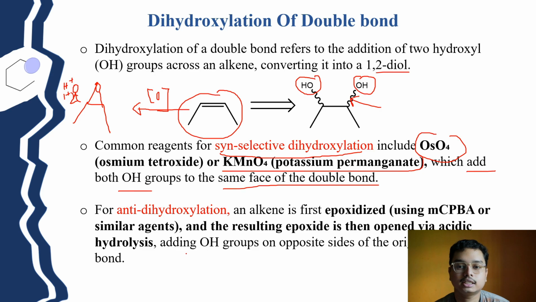There is also a name reaction, from which we can do the trans dihydroxylation of double bonds. We'll discuss that in the next class, but in this class we are focused on the syn dihydroxylation using OsO4 and KMnO4. So let us talk about osmium tetroxide first.